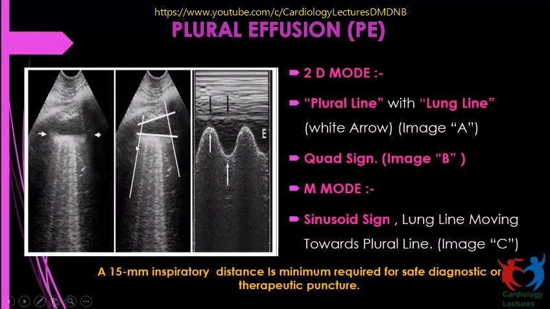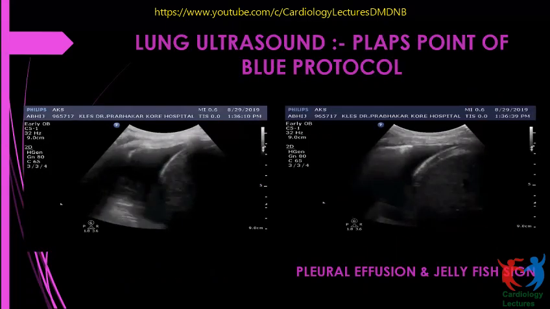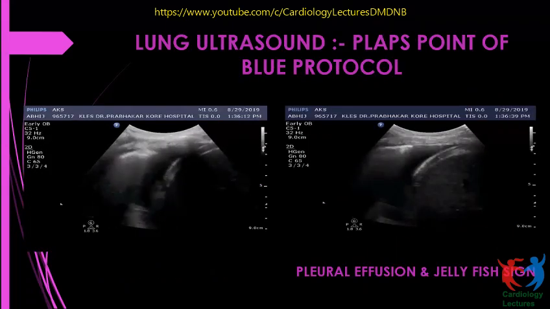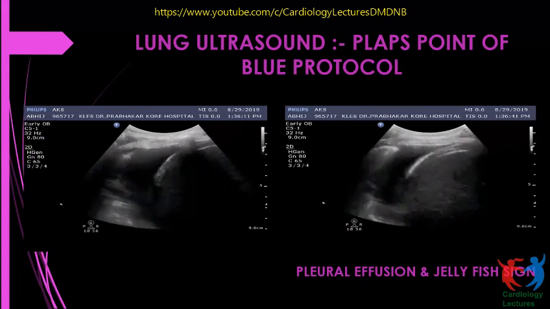And an important thing for this is, if you have a distance of more than 15 between the inspiratory point and the pleural surface, then you can safely do a diagnostic or a therapeutic puncture or a tap for the pleural effusion. So this is usually seen in lower blue points or the collapse points.